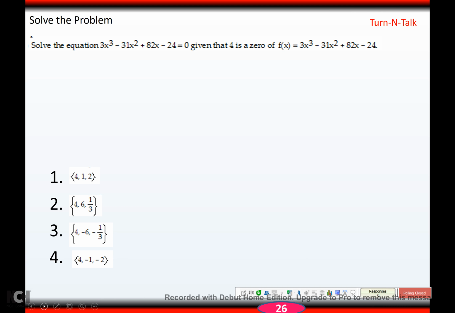Alright, so you try this one, hit pause, come back when you're ready. Hopefully you got 2. If you did not, let's look at why. They're telling me that 4 is a 0 of the function. So I'm going to take 4 and put it in the hole. I'm going to write my coefficients of my function.